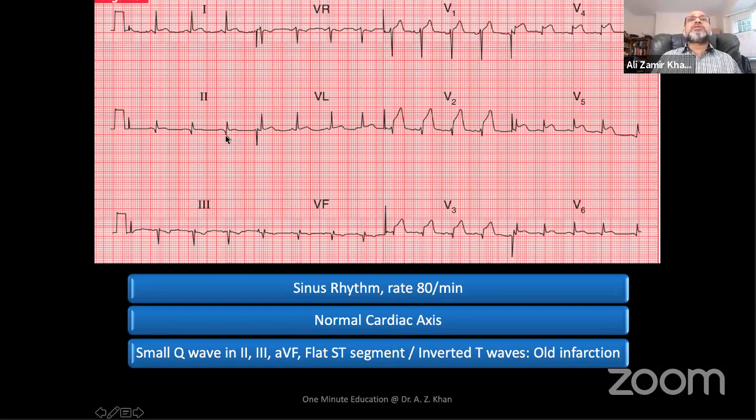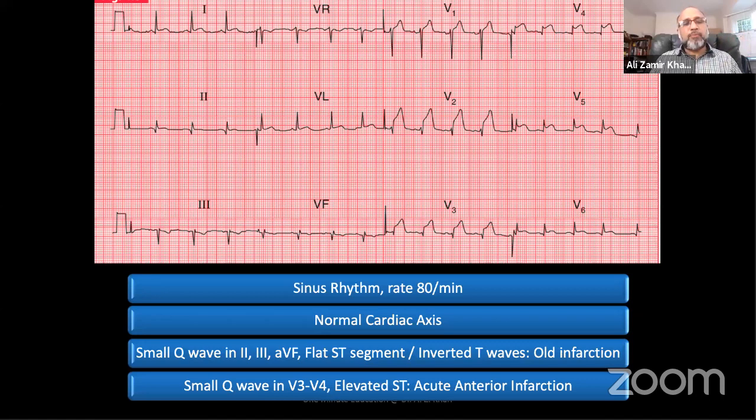So let's look into it. See this Q wave? So presence of Q wave in 2, 3 and AVF usually suggests an old infarct, okay? So if there's a Q wave present, it usually suggests old infarct. But that's not the problem here. The more important problem is the elevation. Okay, look at this, ST elevation. Okay, grossly elevated from the baseline.